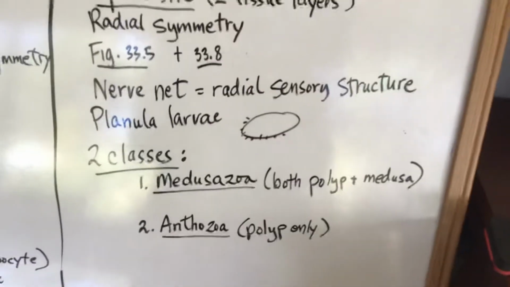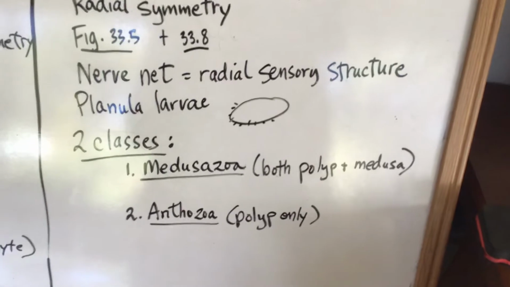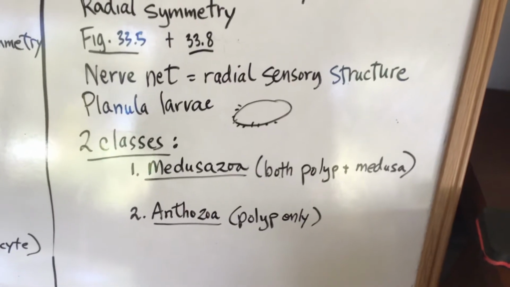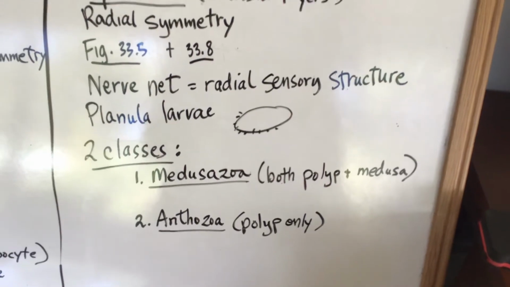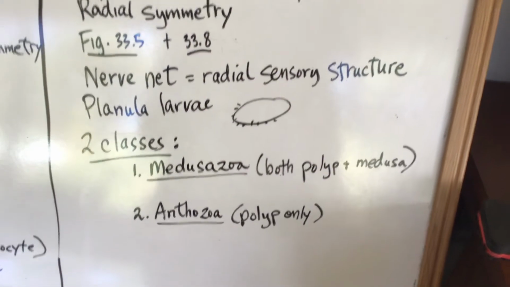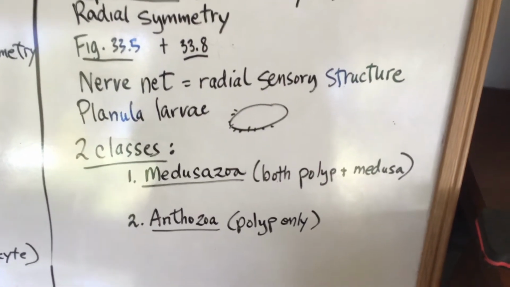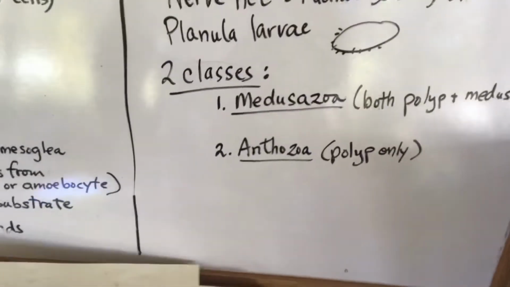There are two major classes. There's the Medusozoa and there's the Anthozoa. The Anthozoa exists in the polyp stage only, and the Medusozoa has both stages. So let's look at an example, and also then we'll look more closely at the classes.